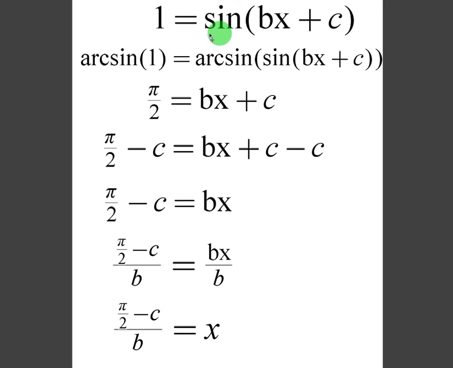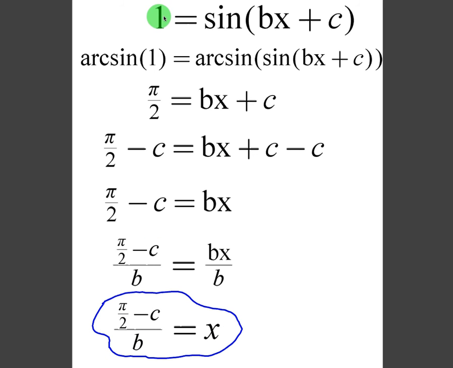x value that guarantees that no matter what I do for b and c, I can get a maximum value of 1 for sine. So I'm going to take the arc sine of both sides. Arc sine of 1 is pi over 2, and then I'm just going to get x by itself by subtracting c and then dividing by b.